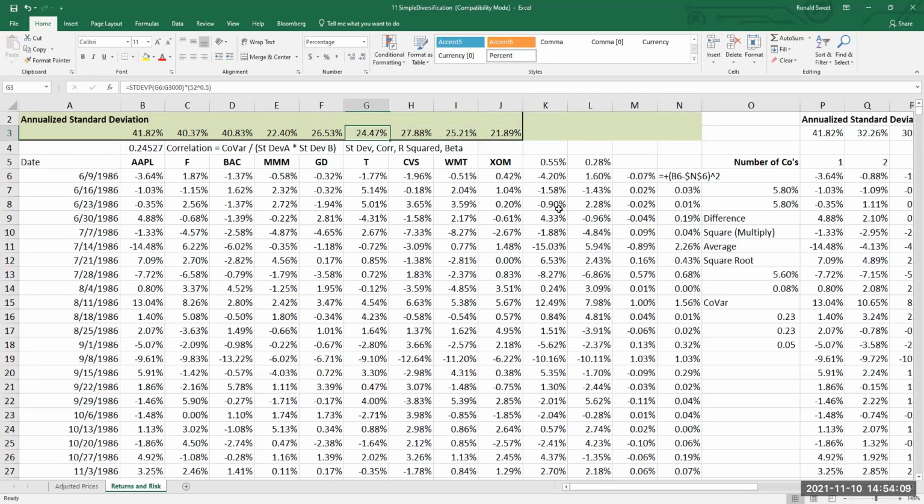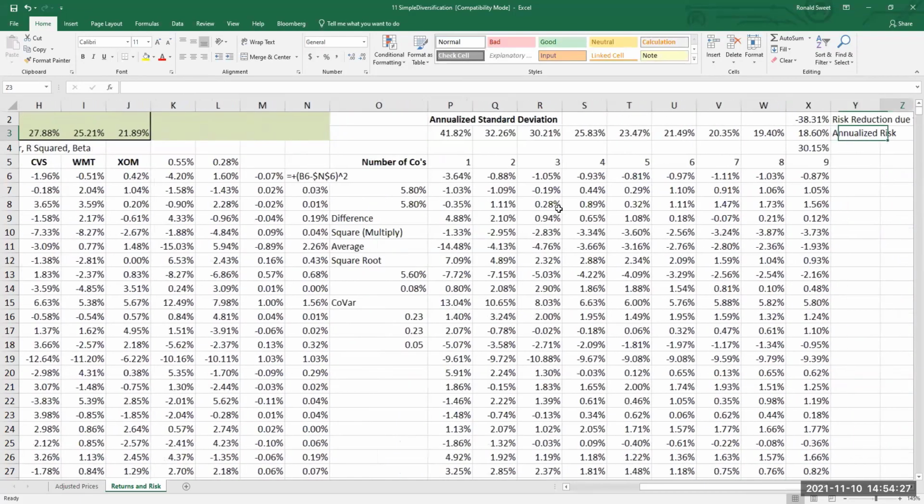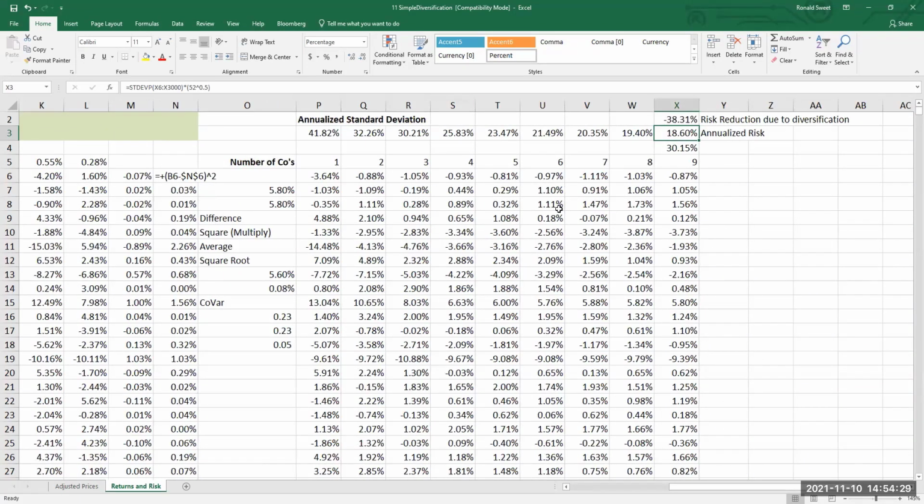And the way I show it to students is, if you look at the standard deviation of Apple, Ford, Bank of America, all the way down, the average of those standard deviations is 30%. But if I put all those stocks together in a portfolio, the standard deviation of the portfolio is only 18%. So just by combining those 9 stocks together, I reduced my risk from 30% down to 18%. And all I did to reduce the risk was just put a bunch of stocks together. And that's called diversification. So the risk of your portfolio is not the average of the standard deviations of the stocks.